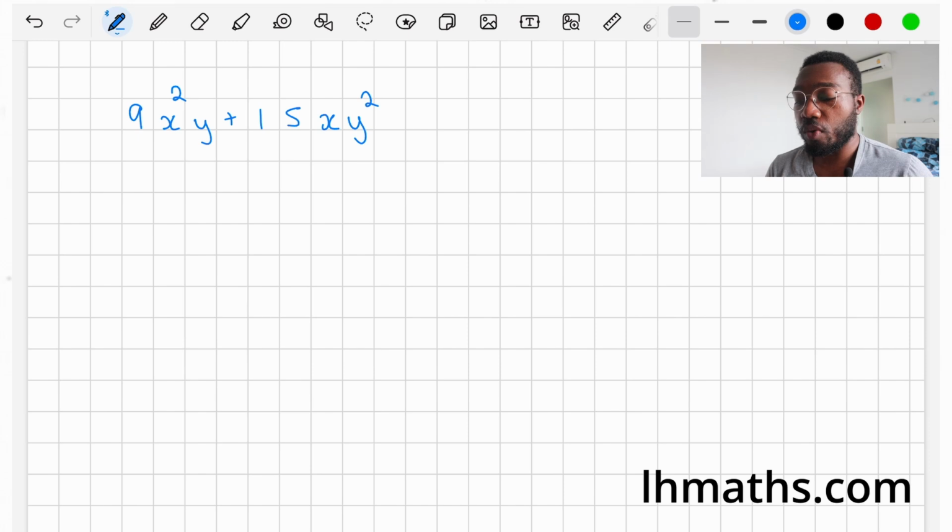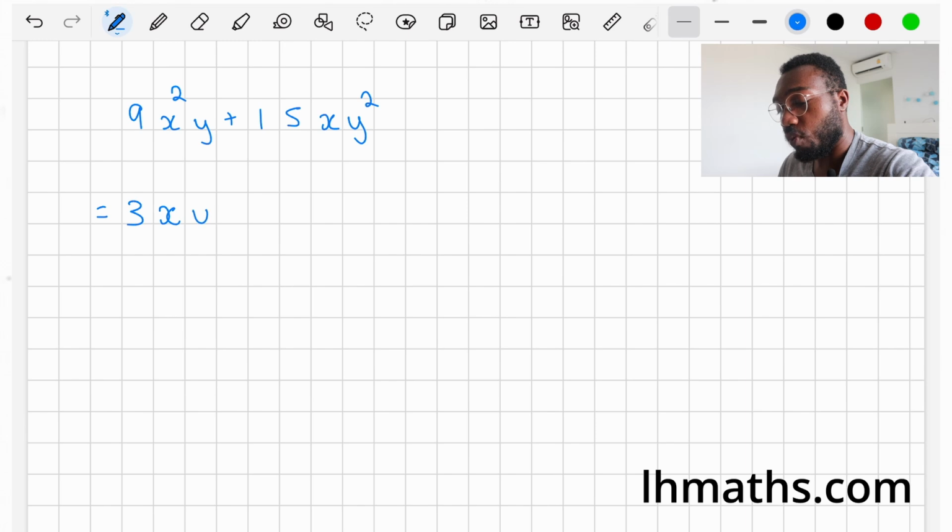Okay, so in this question, we now have 9x squared y plus 15xy squared, and we need to factorize it, okay? So how do we do this question? Again, we think about the highest common factors which go into both of these terms. If we look at 9 and 15, then the highest common factor would be 3, okay? And also we have to look at the x and the y's too. That is also important. So we see that x goes into both, so we'd have x. Also y goes into both, so we would have y. And now we can open the brackets and write what we need to write in there.